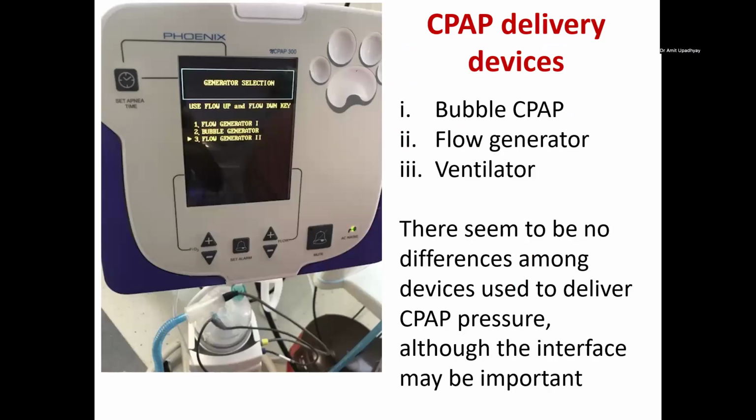Devices for CPAP, bubble CPAP, is very good. And many companies are making it now. There must be, I think, more than 50 companies who are making bubble CPAP. Flow generator used to be there early on. Phoenix also had a flow generator. Infant flow driver used to be there when I was staying in Australia. Infant flow driver was used in babies who failed CPAP before you took on to intubating a baby.